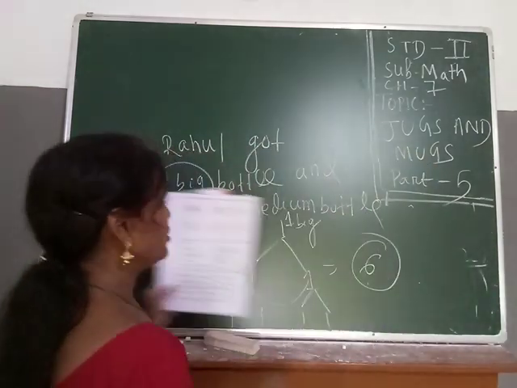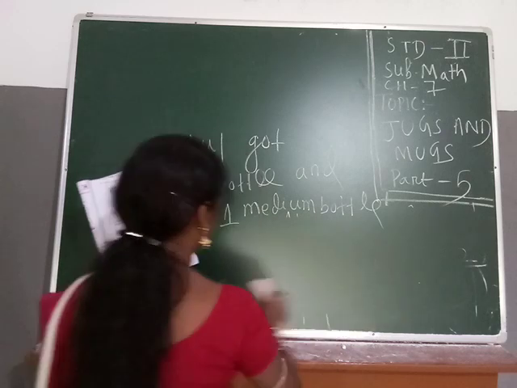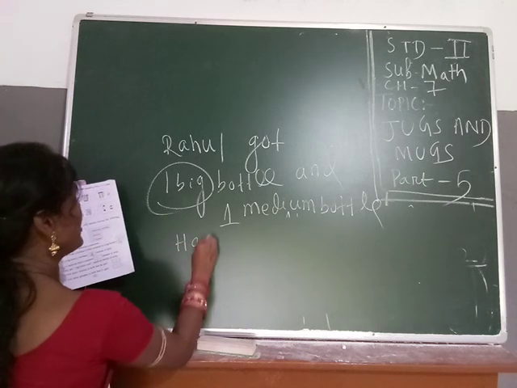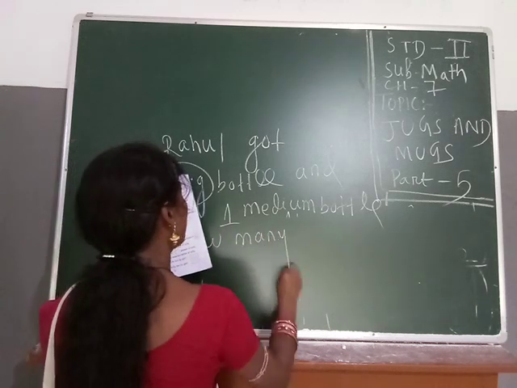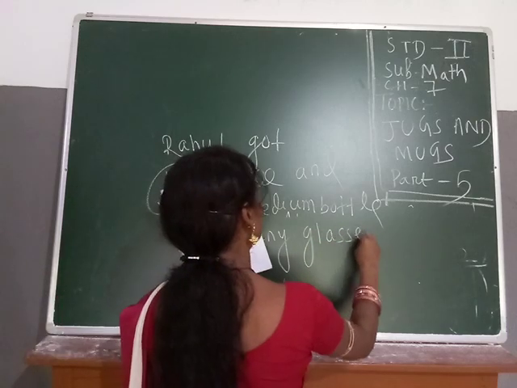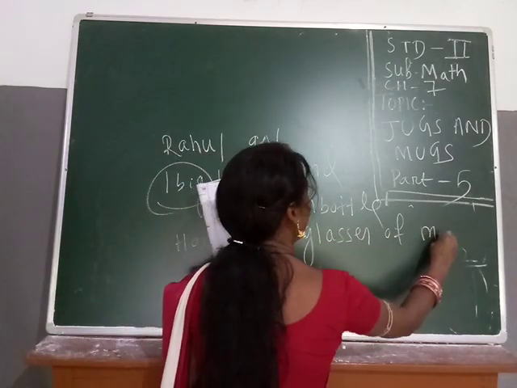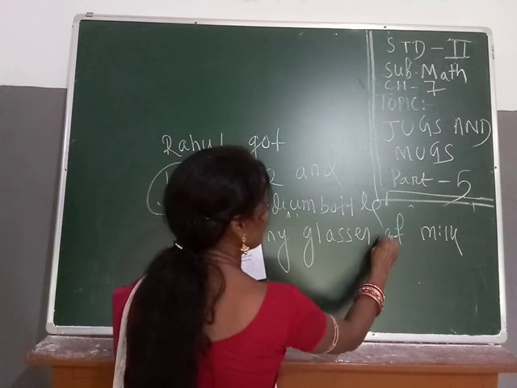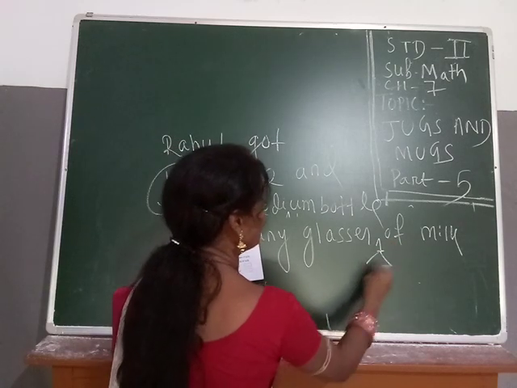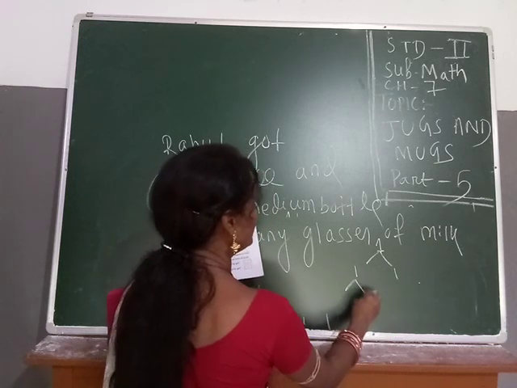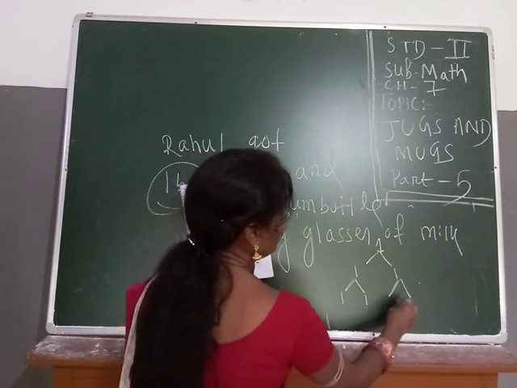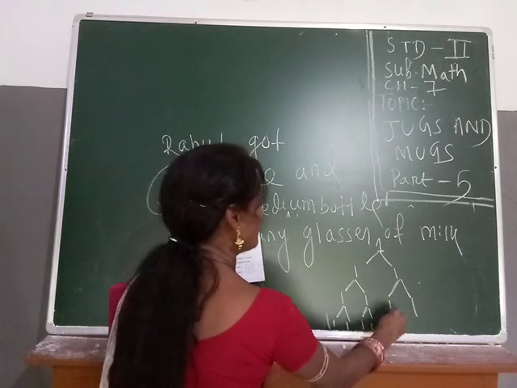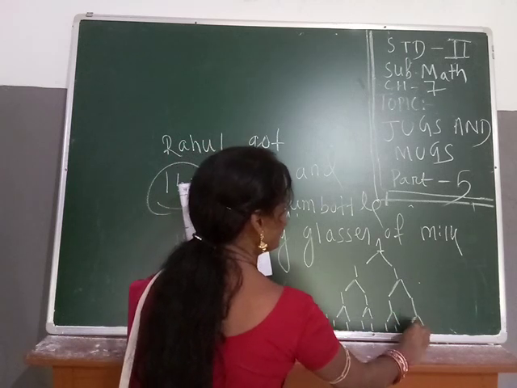Okay, next one is the last. How many glasses of milk? We have to find out how many glasses. Students, totally, how many glasses of milk? First is 1 big bottle; this one is 1, this one is 1, then this one is 1, this one is 1, and so on for each glass.